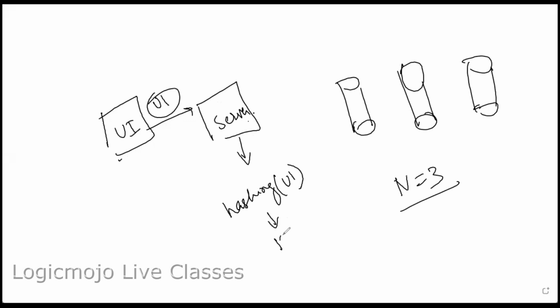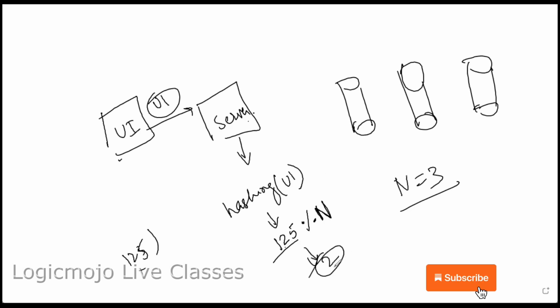Again, I got a random number, 125. Then I apply the famous modulo, and the modulo will be the number of servers, okay? So I think the remainder will be 2, if I'm not wrong, okay? So it will go to server number 2. This is server number 1, server number 2, server number 3. So this particular U1 will be stored on server number 2.